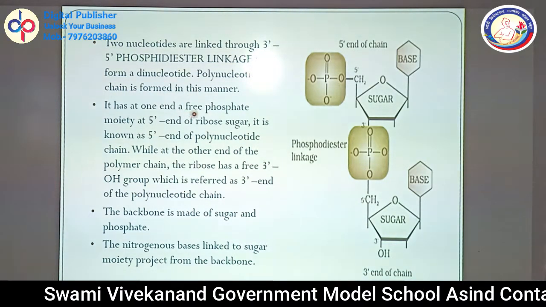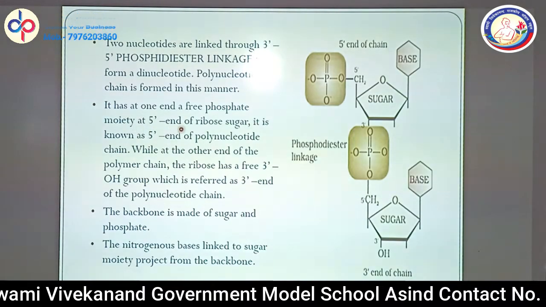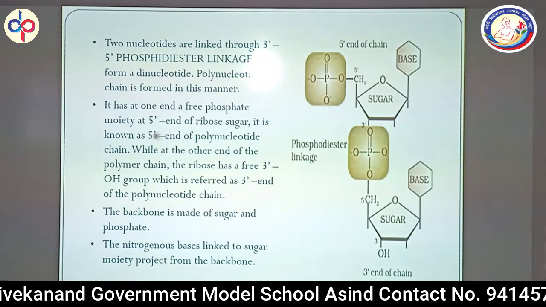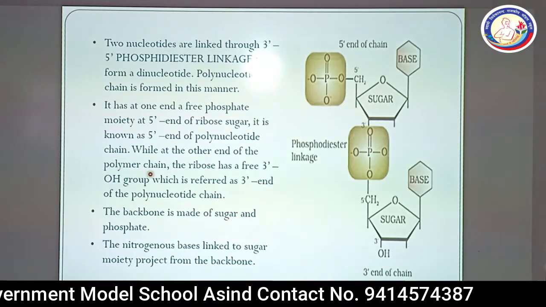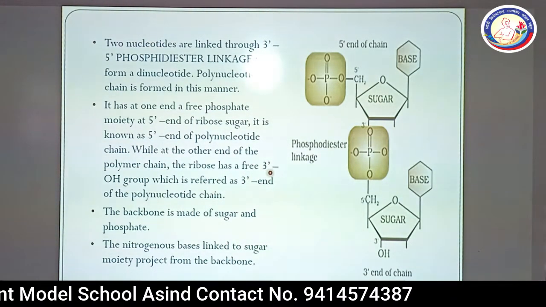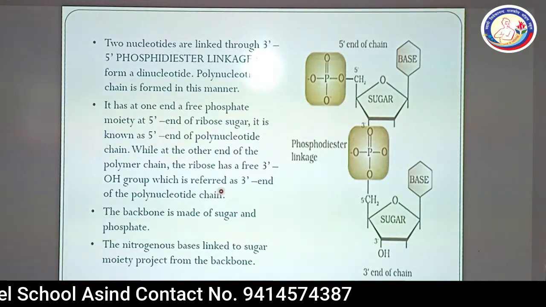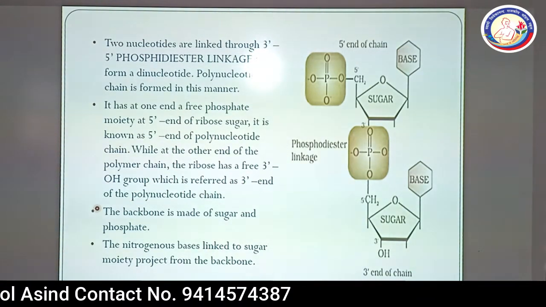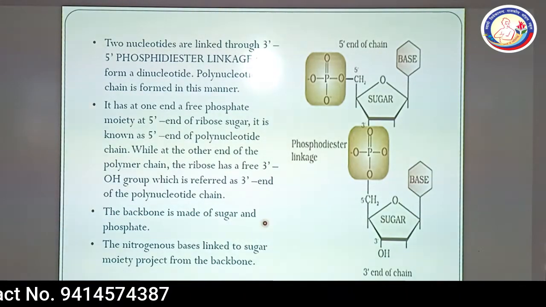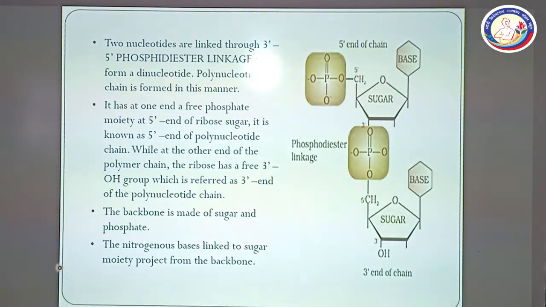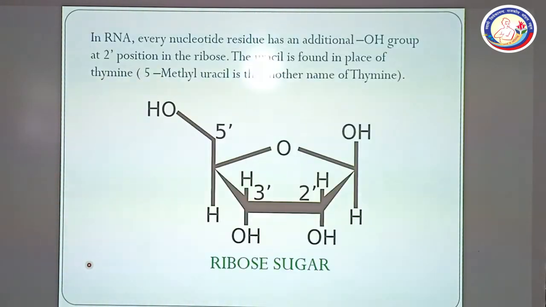It has at one end a free phosphate moiety at the 5 prime end of the ribose sugar, and it is known as the 5 prime end of the polynucleotide chain. While at the other end of the polymer chain, the ribose has a free 3 prime OH, which is referred to as the 3 prime end of the polynucleotide chain. The backbone is made of sugar and phosphate. So you can see these are the backbones and these are the bases. The nitrogenous bases linked to the sugar moiety project from the backbone.